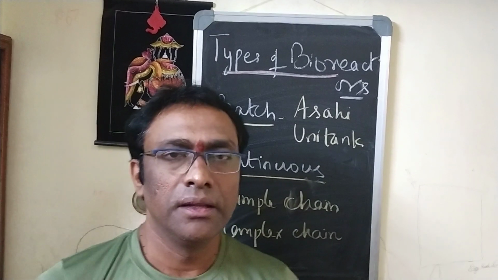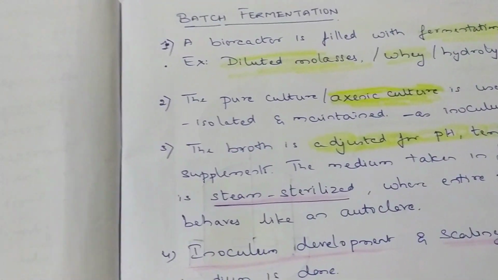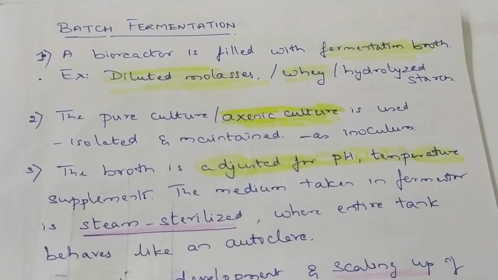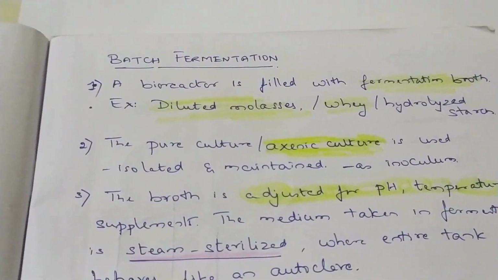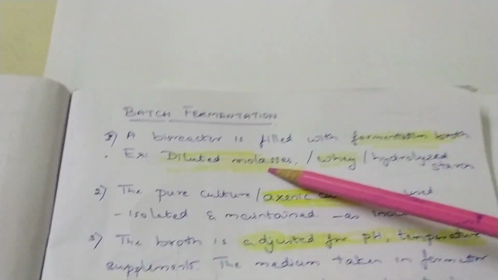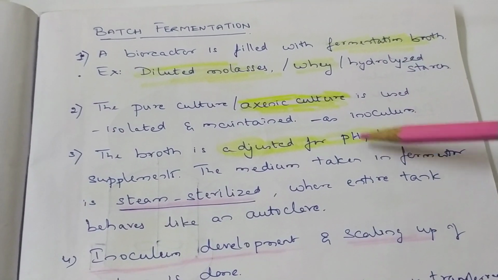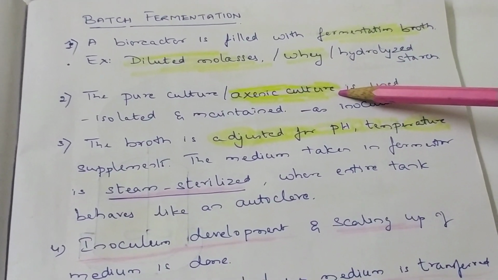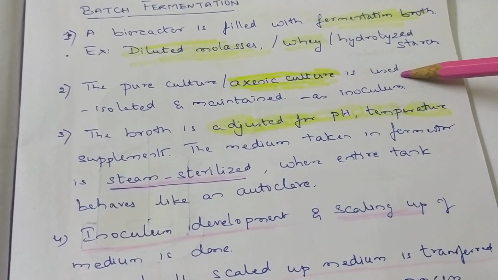So as I was telling you, we will be studying the batch fermentation process. We know that bioreactors are the ones which are going to help us in producing various products. So we have to provide them with ingredients like diluted molasses, whey, and sometimes hydrolyzed starches. Once you give the media, you have to add the inoculum. An axenic culture means a pure culture of the microbe which is actually going for inoculum development.